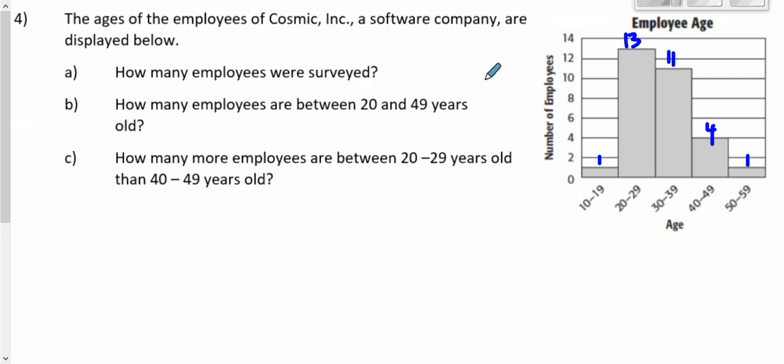So how many employees in total? We would have to add up these numbers. 1 plus 13 is 14, plus 11 would be 25, plus 4 is 29, plus one more would give us 30. So we have 30 employees.